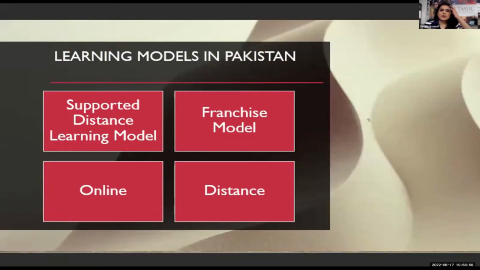Technically, when we're talking about distance learning, we have a supported distance learning model with University of London. We have a franchise model, online and distance, with other educational partners as well. Long story short, there are others, and there are some blended versions that we take care of. So ours is apparently the supported distance learning model.